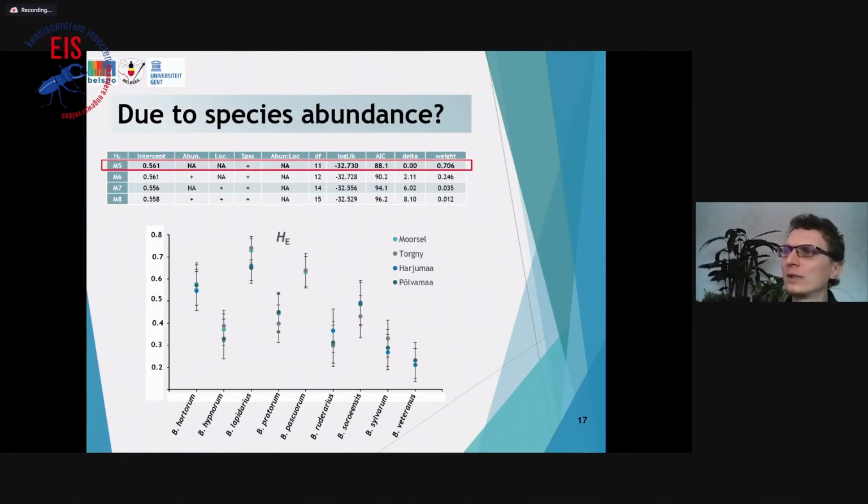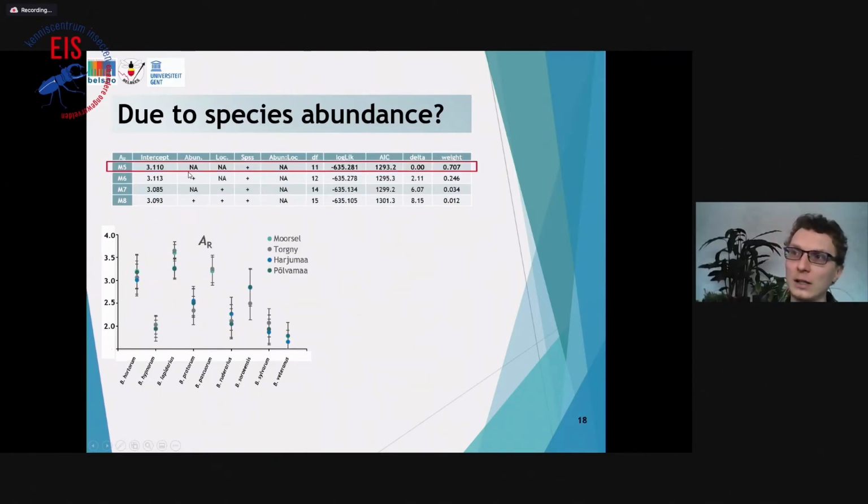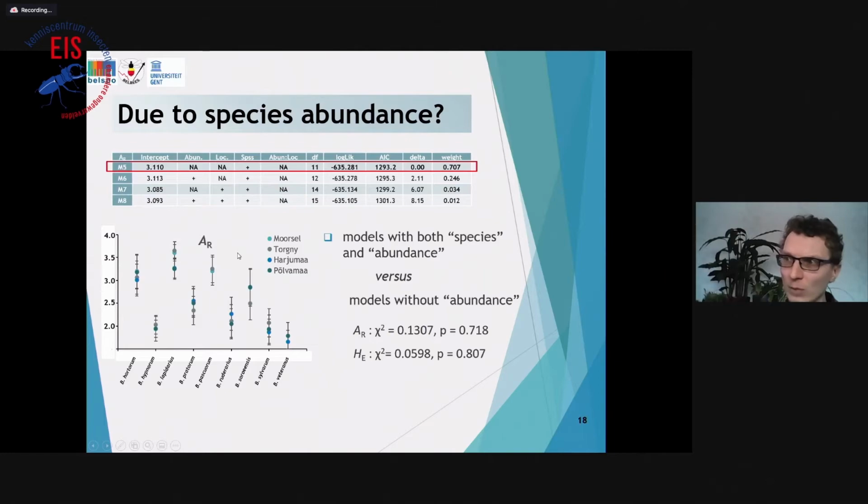Okay, but important is that the best model, selected on the Akaike information criterion, showed that abundance was not present in the best model, and this for expected heterozygosity and for the allelic richness. And furthermore, when we compared models with both species and abundance as fixed factors to the models without abundance as a fixed factor, we saw that adding this abundance factor had no impact on our best model.